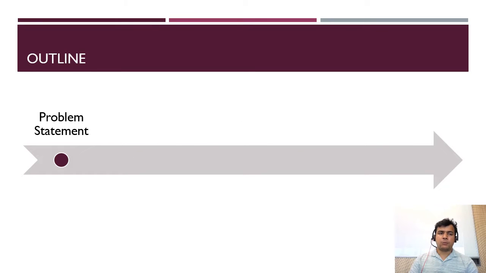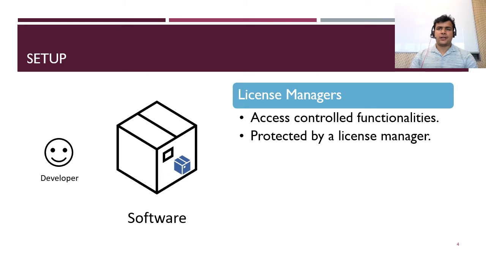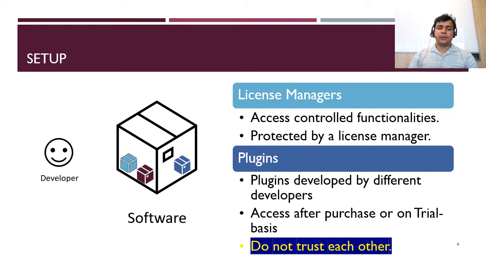Let us start with the problem statement. Modern application contains different functionalities. Some of them can be access controlled. That is, they require an additional payment before those features can be accessed. Furthermore, they can also contain different plugins that are developed by independent third-party vendors. These plugins may also require additional payments before they can be used.